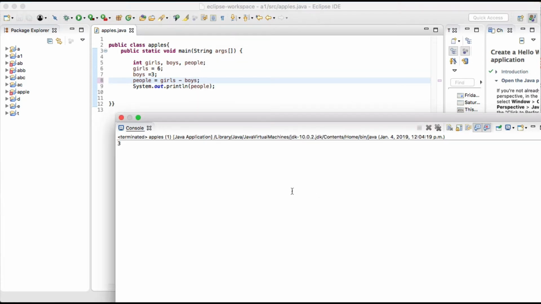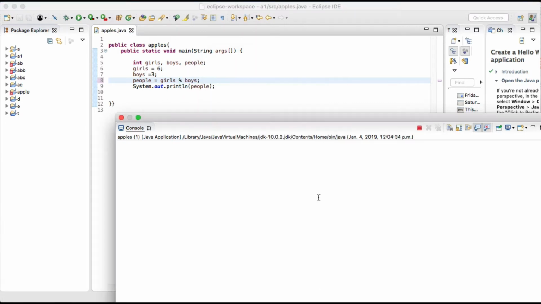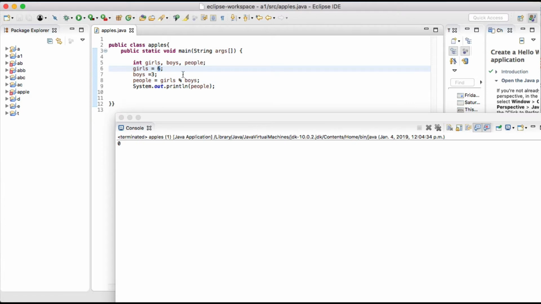Should be 3. Okay, and to find out the remainder, we have to just use this sign. Okay, that's modulus. When you run this one, you get 0 because if you divide 6 by 3, there's nothing left. For example, let's say we have 11 divided by 3. We know that 11 divided by 3, we have 2 remainder. We should get a remainder of 2.